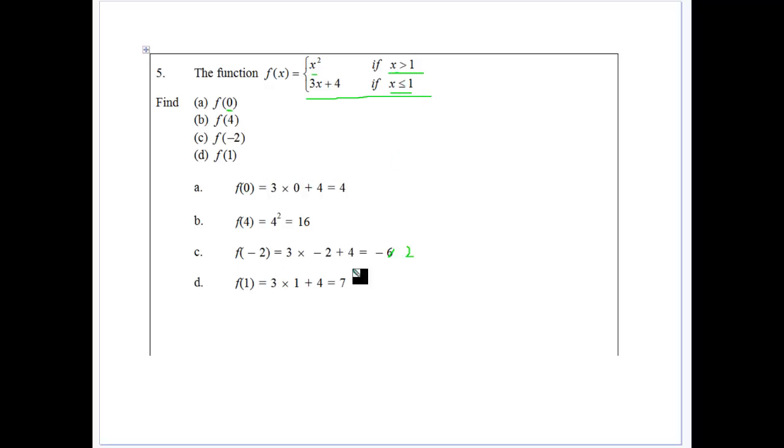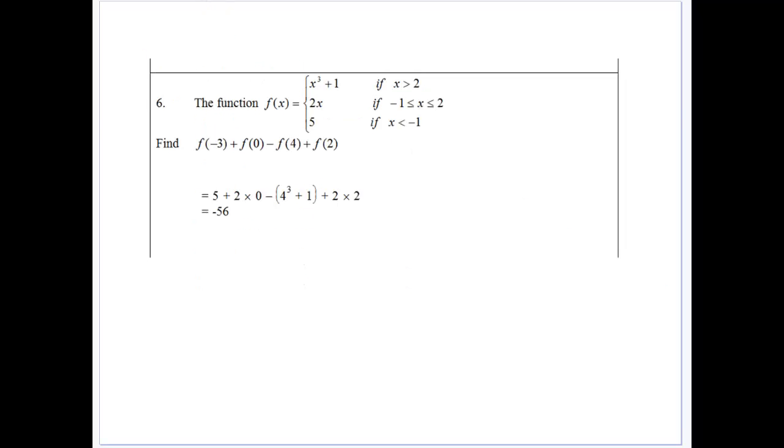Remembering inequality signs, the function of 1 would be 3 times 1 plus 4, which gives us 7. So for the function of 1, we sub in 1 and use this equation, doing our calculation. That's what we do with what we call a piecemeal function. So for the next one, let's have a look at another piecemeal function.